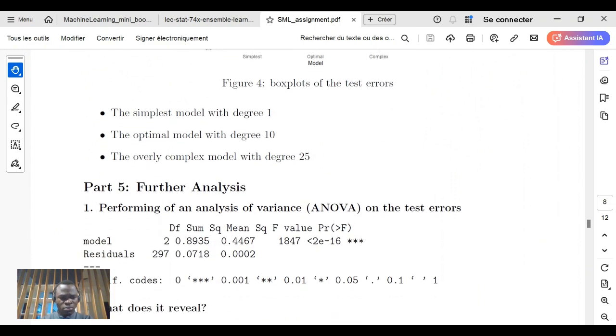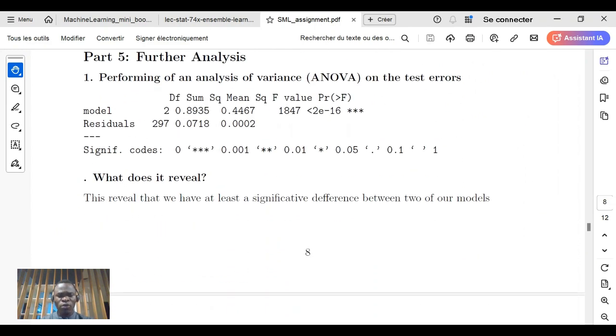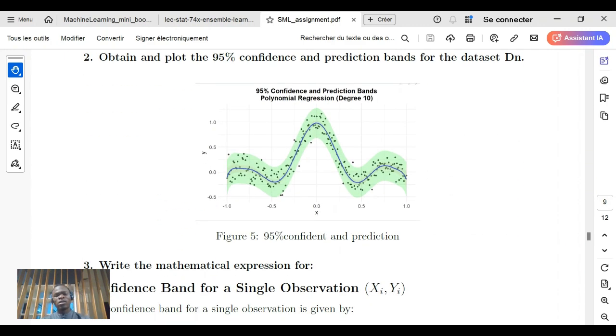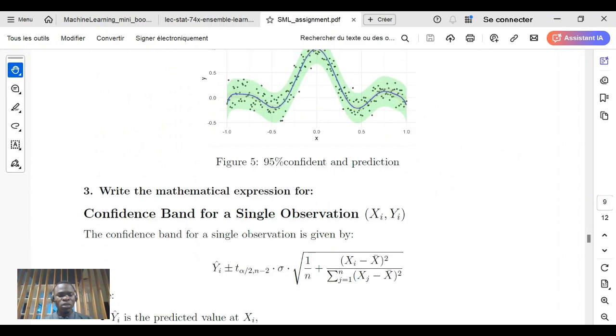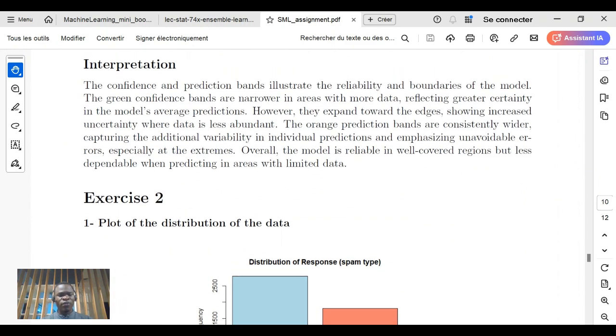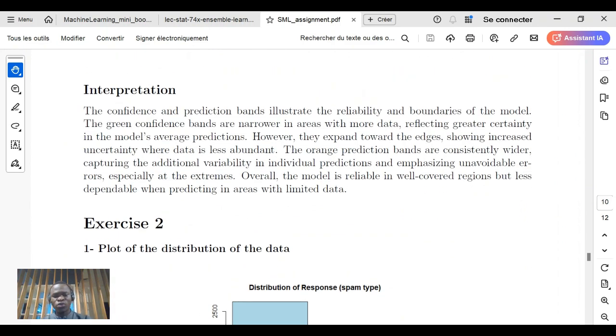After that, we compute the ANOVA. We saw that among our models there are at least two for which the difference is really significant. Then this is the 95% confidence and prediction band for polynomial regression of degree 10. We choose the minimum degree as 10. The confidence and prediction bands illustrate the reliability and boundary of the model.